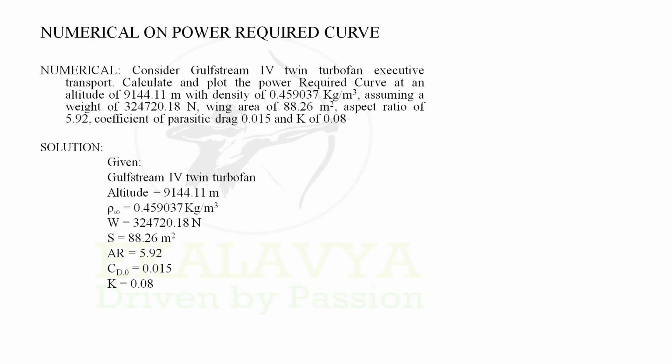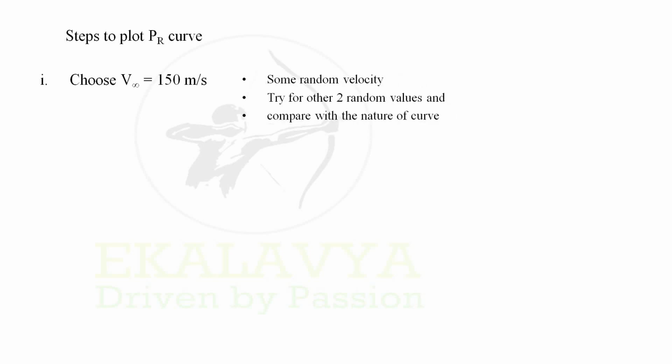With the given data extracted, the next step would be to identify what is asked in the question and to establish to-dos. Here we need to calculate and plot PR curve. Recalling the steps to plot PR curve, we had 5 steps. First step was to choose a velocity V infinity. Let us choose velocity of 150 meter per second. Here the velocity chosen is some random value. In the similar manner, we need to try for another value and compare it with the nature of the curve.